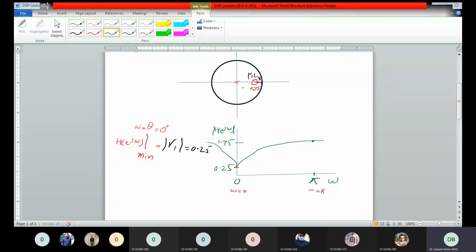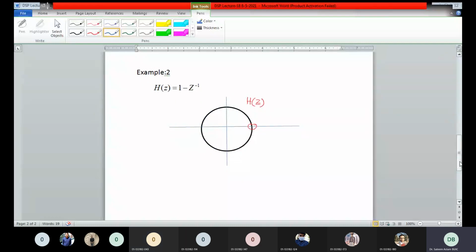And when you have the maximum value, you draw a vector from here to here. Let's call it |r2|. So your maximum value would be |H(e^jω)| maximum, and that would be equal to |r2|, which is equal to 1.75. Is that clear, beta? Yes, sir. Okay.